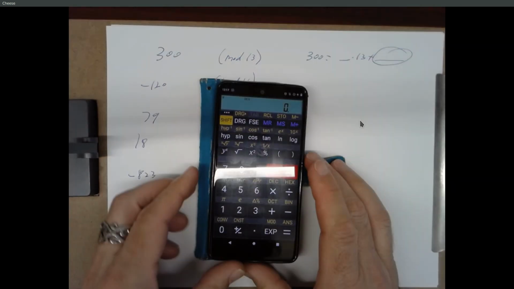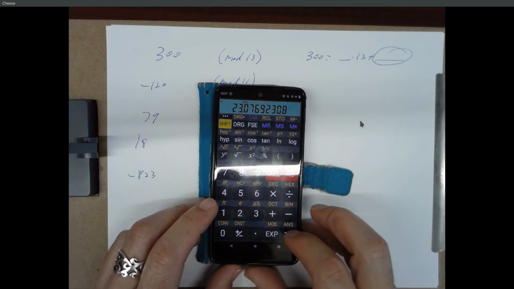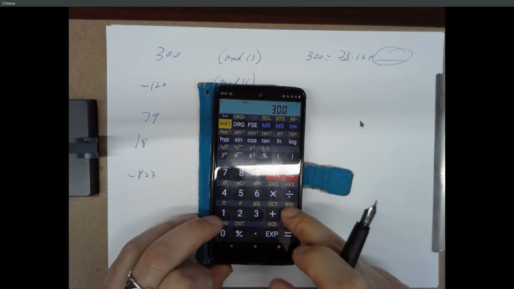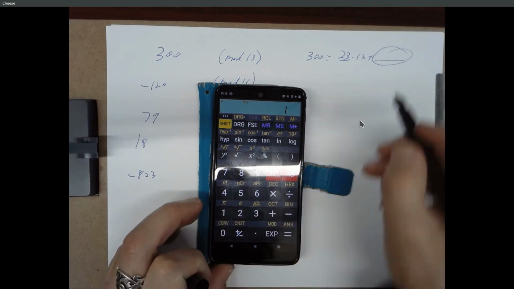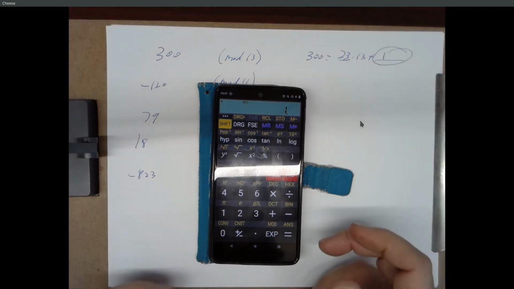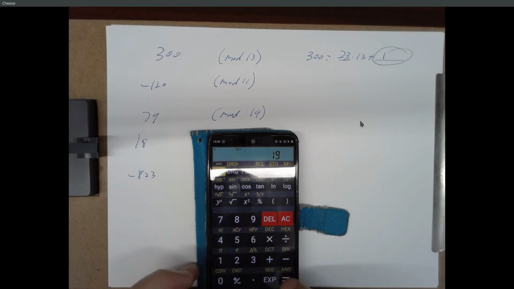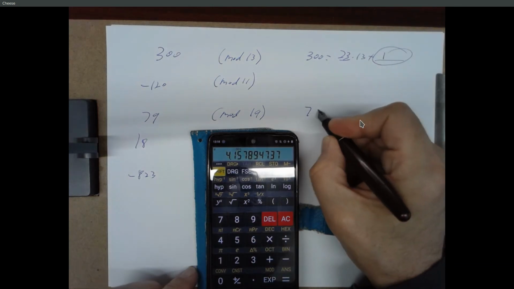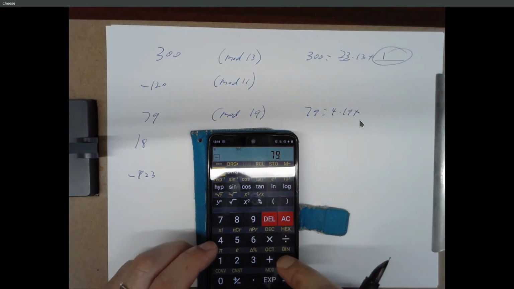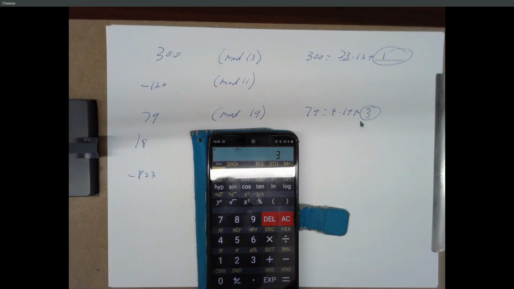If you have a calculator, you can do 300 divided by 13, and it tells you it goes in 23 times. Then you can do 300 minus 23 times 13, and you've got one left over. That works great for positive numbers. 79 divided by 19 is 4 point something. So 79 equals 4 times 19 plus 79 minus 4 times 19. You've got 3 left over, so that's congruent to 3.